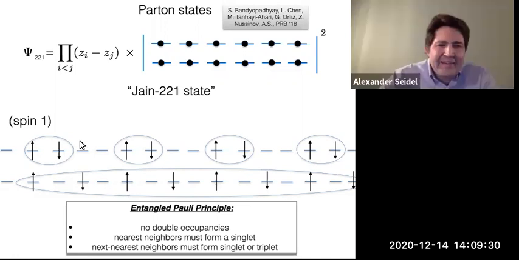All right. And the first picture has nothing to do with AKLT. It looks a little bit suggestive, but these are also spin 1s. They just form dimers, pairs of singlets.